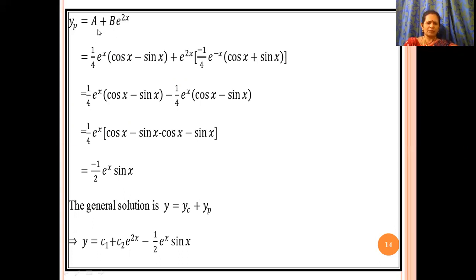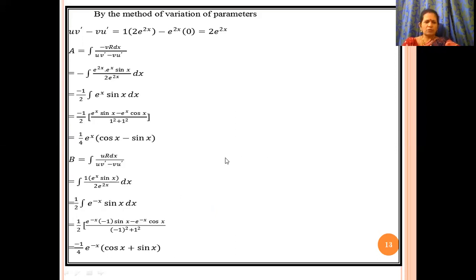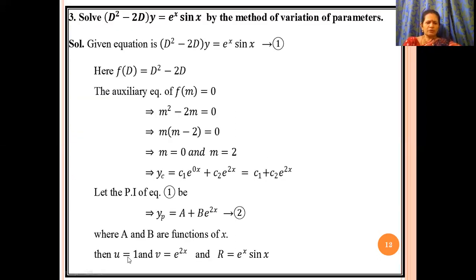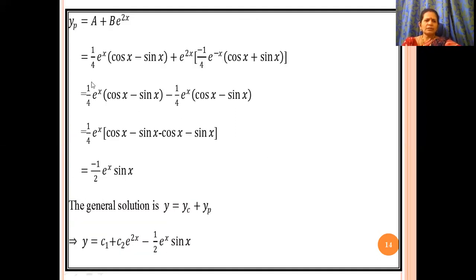Actually, here the formula is AU plus BV, right? So this is A, this is V, whereas here U is 1. So see here what we got: U is 1. That's why here we have taken U as 1. So A plus B into e power 2x. So this is the A value, V is e power 2x, and this is the B value. Okay. Now after getting YC and YP, write down the general solution YC plus YP.